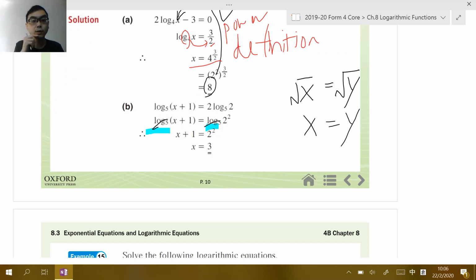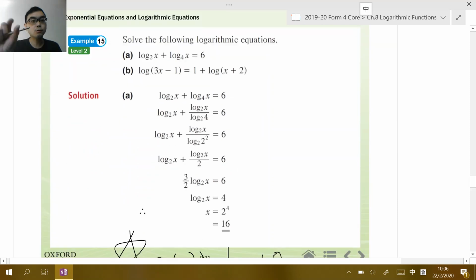So you have x plus 1 equals 2 to the power 2, which is 4, so x is 3. So this example, I think you can easily get the answer, even when you try the exercise in the book. And now, we take on number 15.